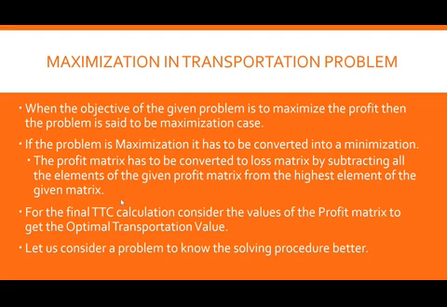Hope you have understood. So when we are computing the TTC, the total transportation cost, the cost has to be considered from the original problem, that is from the profit matrix. For the final TTC calculation, consider the values of the profit matrix to get the optimal transportation value. Hope you have understood the concept. So to understand this more clearly, we will consider a problem and try to solve it, right?